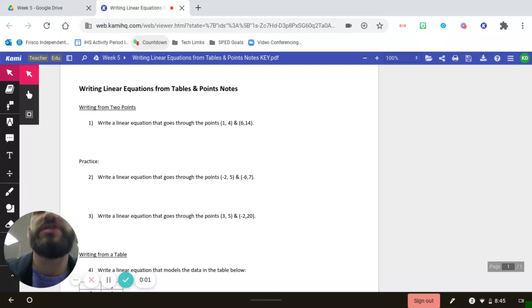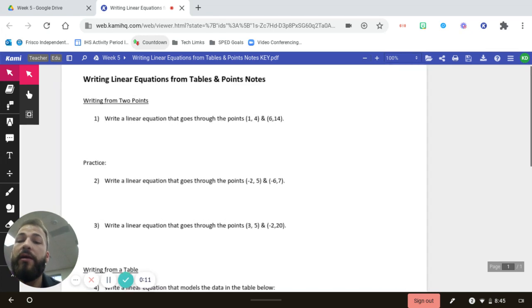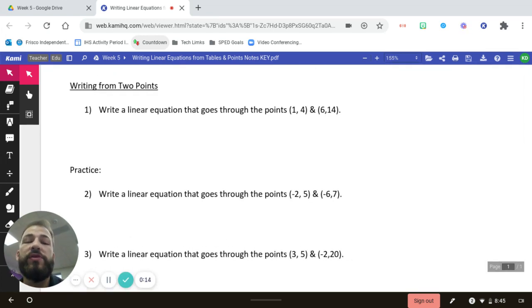Talking about writing linear equations from tables and points. We've done this a little bit, but we're really going to focus in on it today as we keep building up that skill of writing a linear equation. Okay, so I want to write a linear equation that goes to the points (1, 4) and (6, 14).